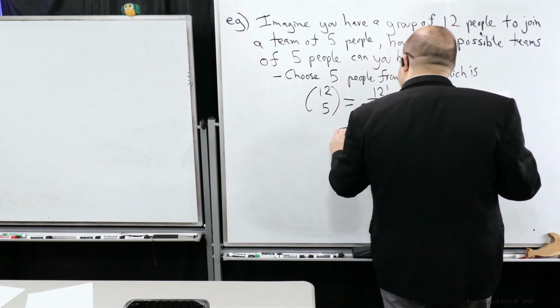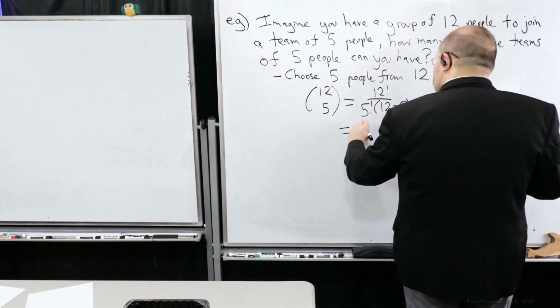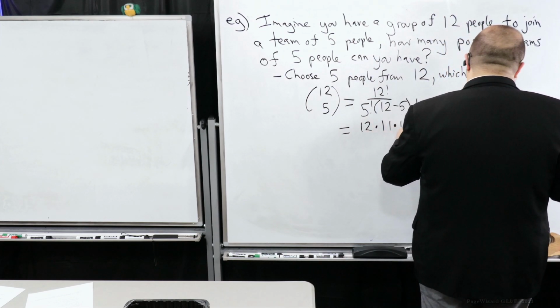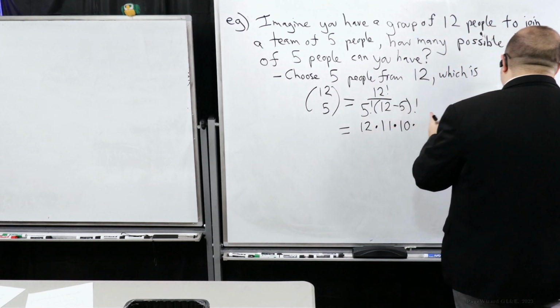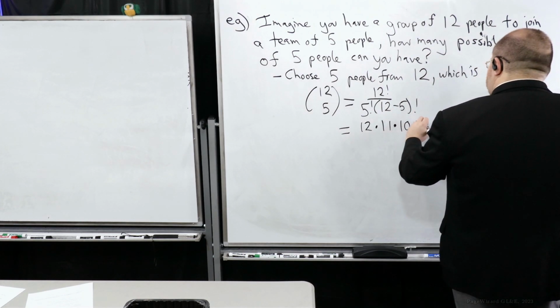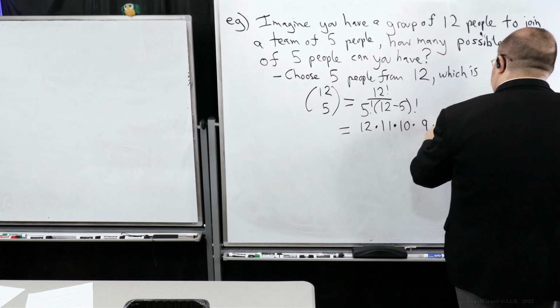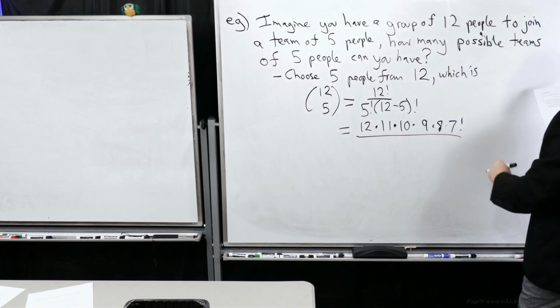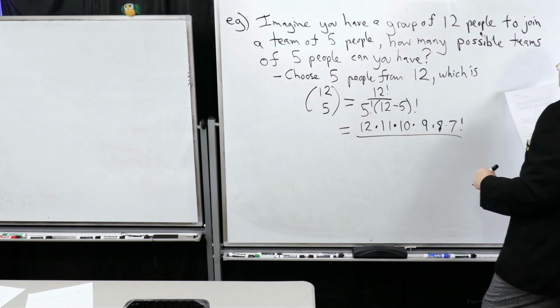But what's this? Well, this is 12 times 11 times 10 times 9 times 8 times 7 factorial. A common trick is you just write out the factorial as long as you need it until you can cancel one of the terms in the denominator. So I just write it up to where I get to the factorial there. It's a common trick.